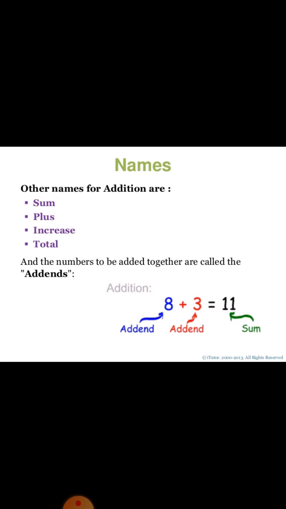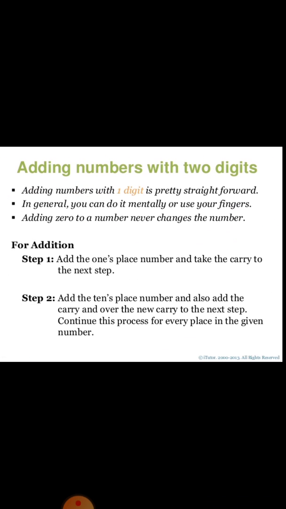Here are other names used in addition. The numbers we add are called addends, and the number we get after adding is called the sum. Next we discuss terms we use for addition: number 1 sum, number 2 plus, number 3 increase, and number 4 total.